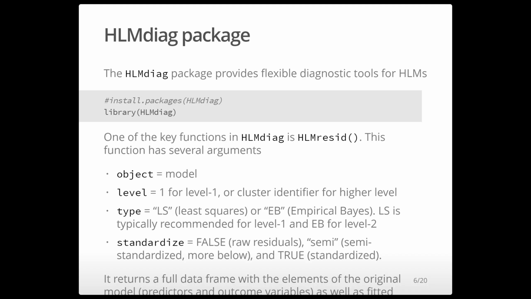Then we have the type, which is least squares or empirical Bayes. Least squares is typically recommended for level 1 and empirical Bayes for level 2 and higher. Standardize is whether we want to check our raw residual values, our semi-standardized residual values, or our fully standardized residual values, and we'll talk about what these mean shortly. And what this does is it returns a data frame or a data set with the elements of the original model, including the predictors and variables, as well as the fitted outcomes.